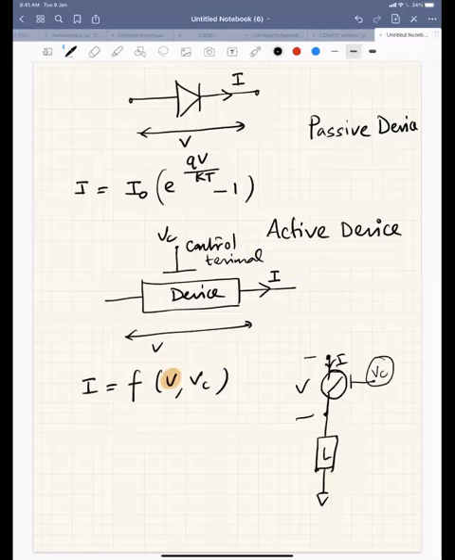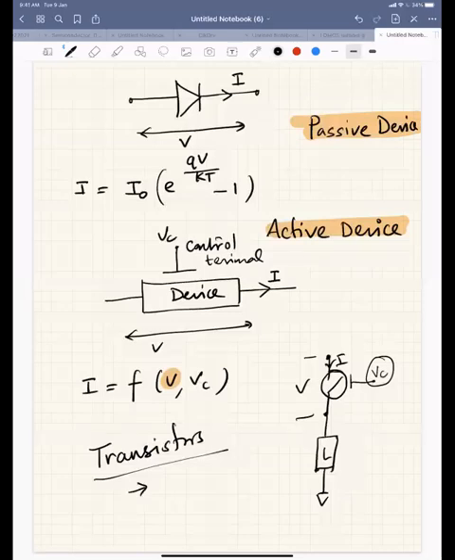The main point here is that a diode, a normal PN junction, is a passive device, but we need active devices for our applications. When we talk about active devices, mostly we mean devices with three terminals: an input and output terminal, and also a control terminal. These devices are called transistors, and we basically have two kinds: the bipolar transistor and the MOS transistor.